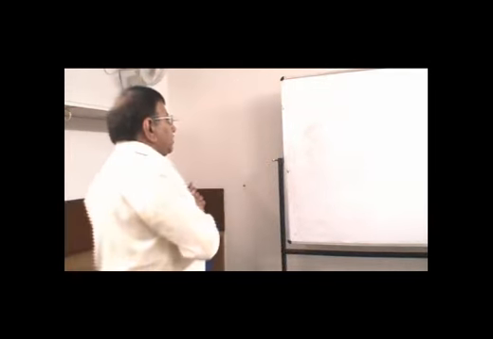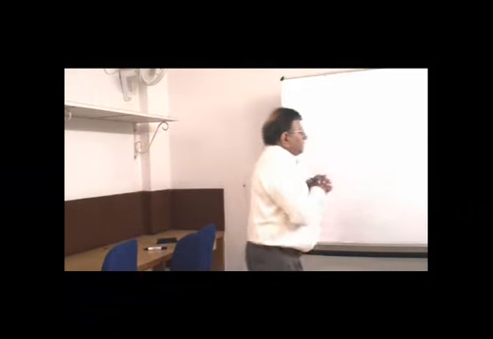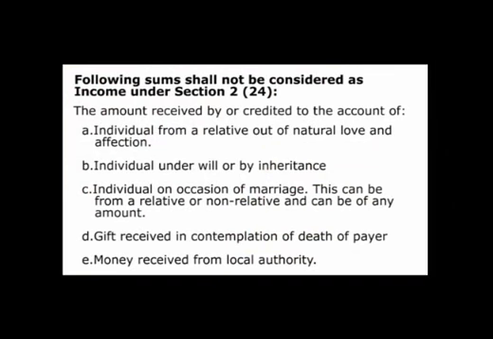However, just to prevent hardship in some genuine cases, some of the amounts shall not be considered as income under section 2. So what are those cases? Number 1, you just see it at the board. The amount which is received by or credited to the account of an individual. It means in the following cases, just to prevent the hardship of this section, the exemption has been given. It means there shall not arise any gift if the transaction falls under any one of these categories.